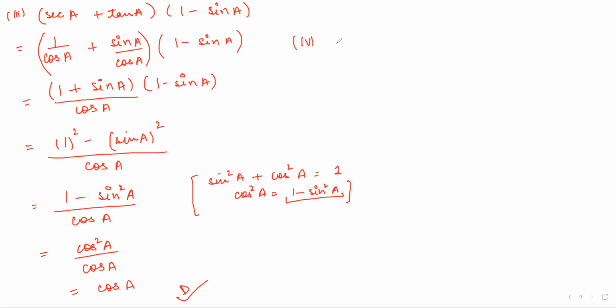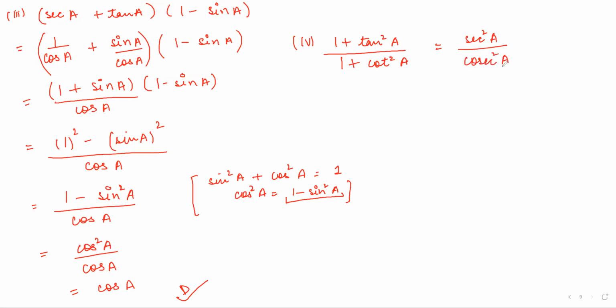Fourth part is 1 plus tan square A divided by 1 plus cot square A. Okay. Now to solve this, there are two options. You can convert it in sine and cos also, but here I can see it is a direct identity, right? 1 plus tan square A is sec square A. See identity number 2. And then 1 plus cot square A is cosec square A.